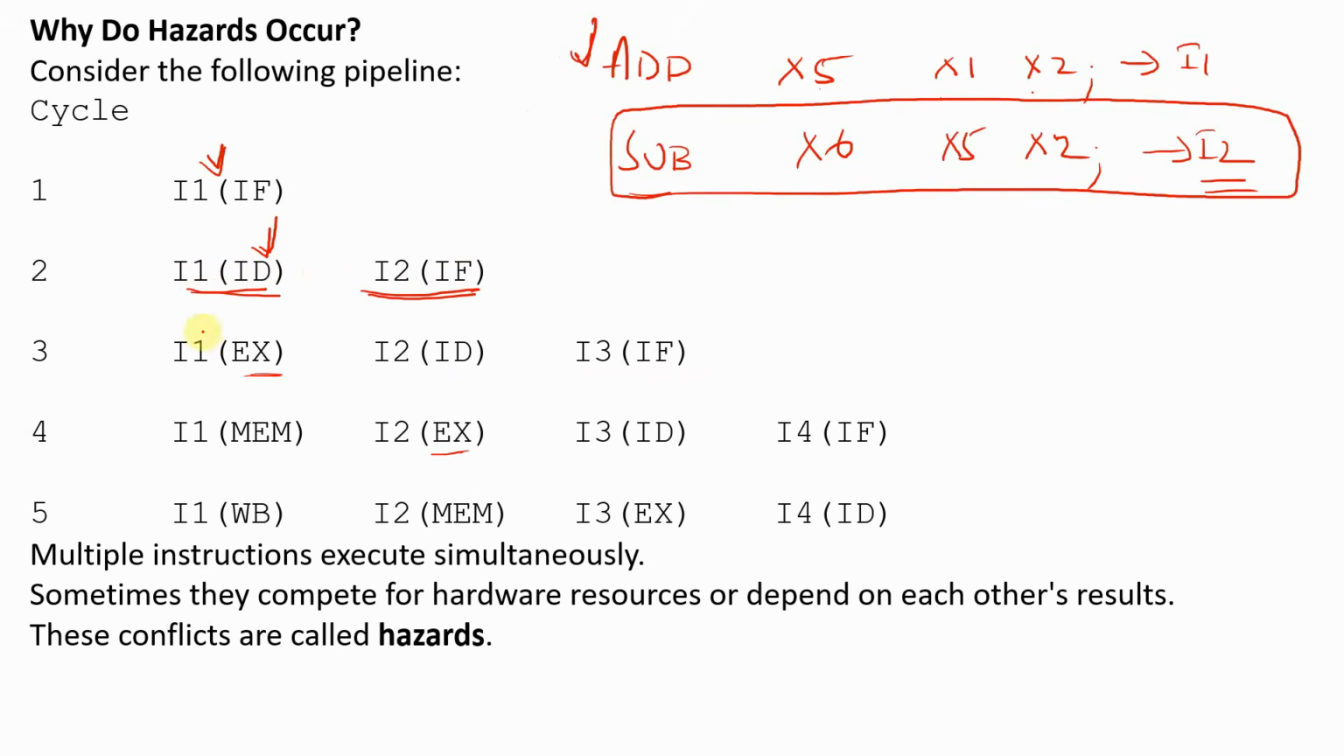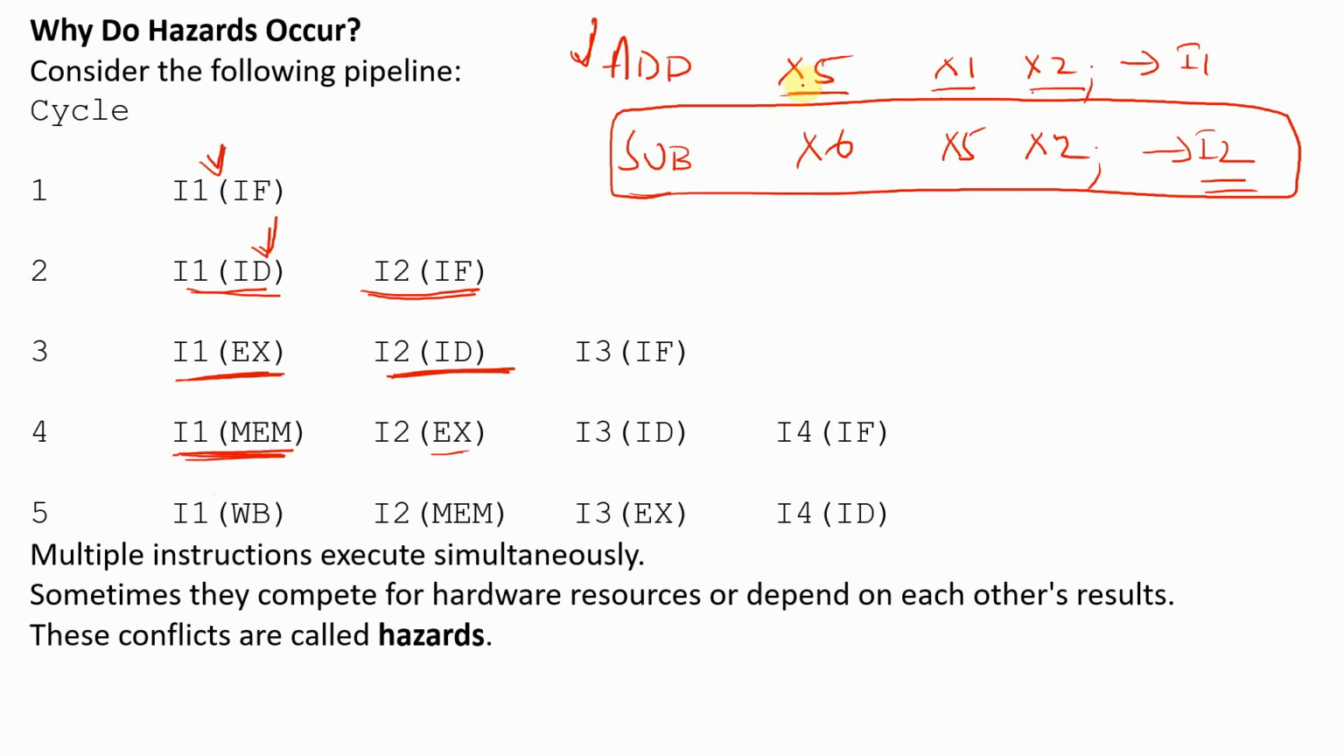Now, in cycle 3, what is happening? If you observe, we are executing this particular instruction, add x5, x1, x2. And the second instruction we are decoding. We are trying to understand what exactly this instruction is trying to tell us, in the same cycle. Now, in the fourth cycle, we are going to store the result. This operation is completed in the third cycle.